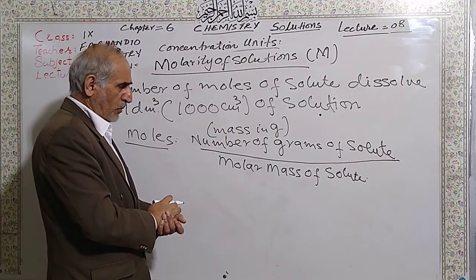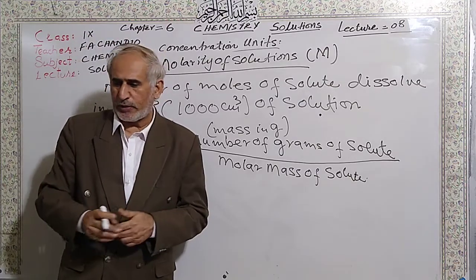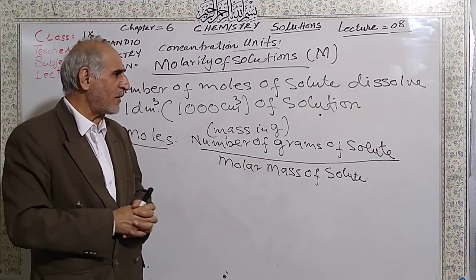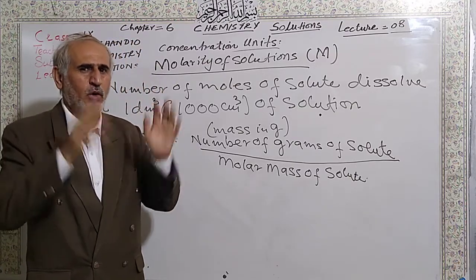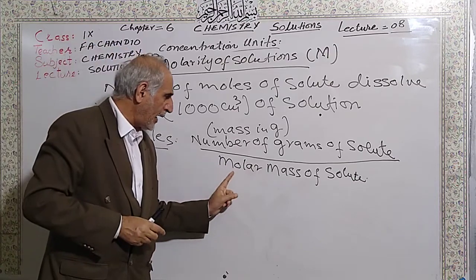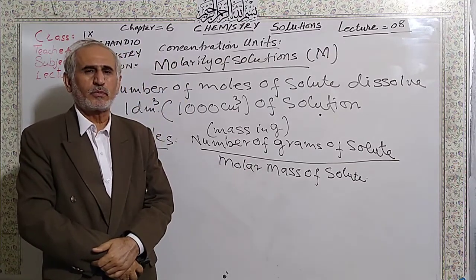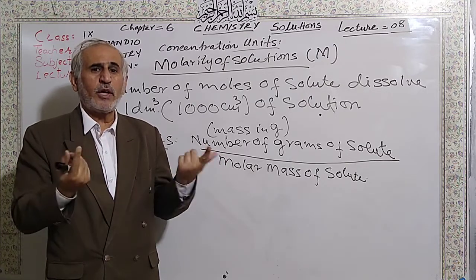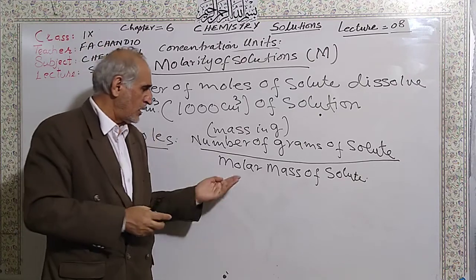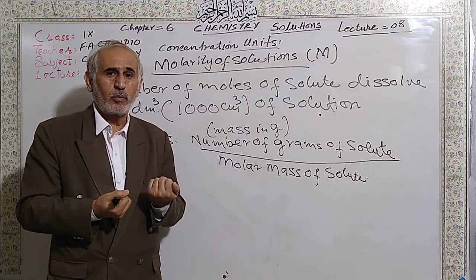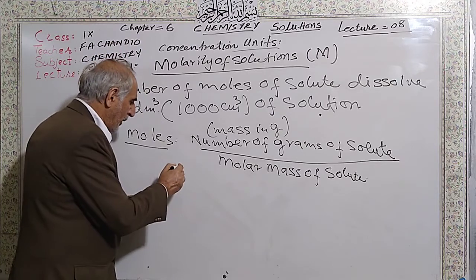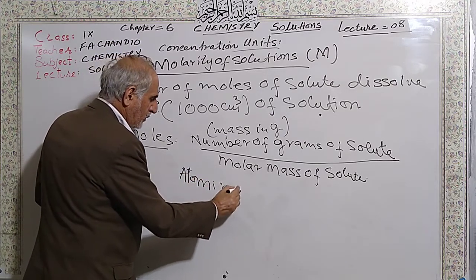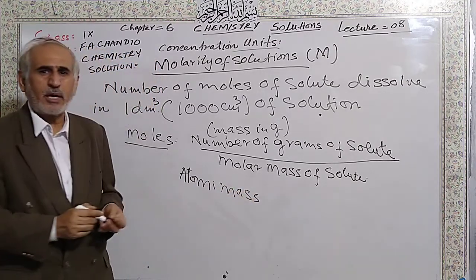Now I'm not going to go into detail, but it is very important. I have to go back to the basics, because these things are very important. If you make a mistake, this is a mistake for the whole life. I write here molar mass. What is meant by molar mass? Mass for one mole. This means mass for one mole. It may be atomic mass.